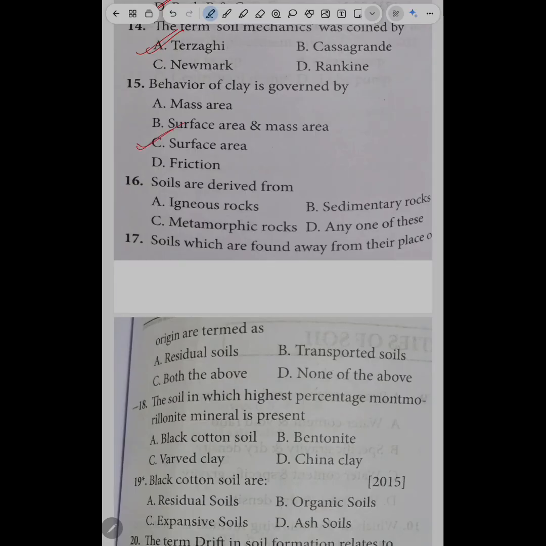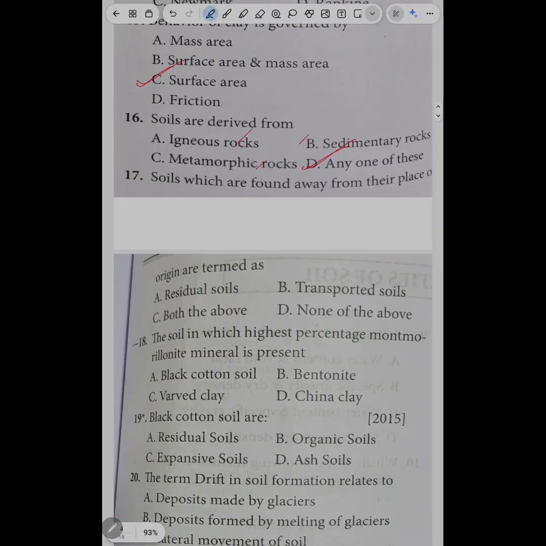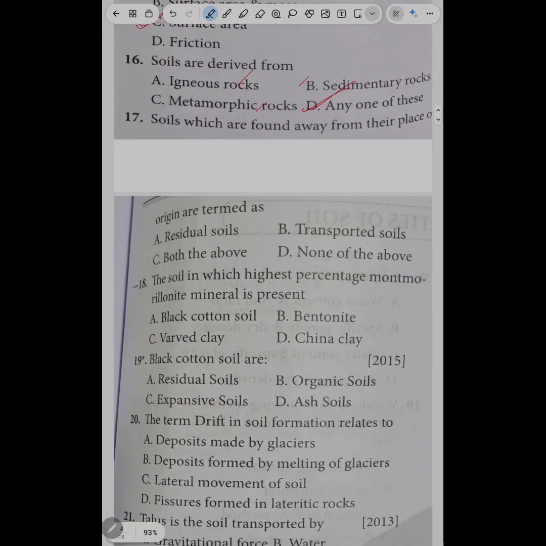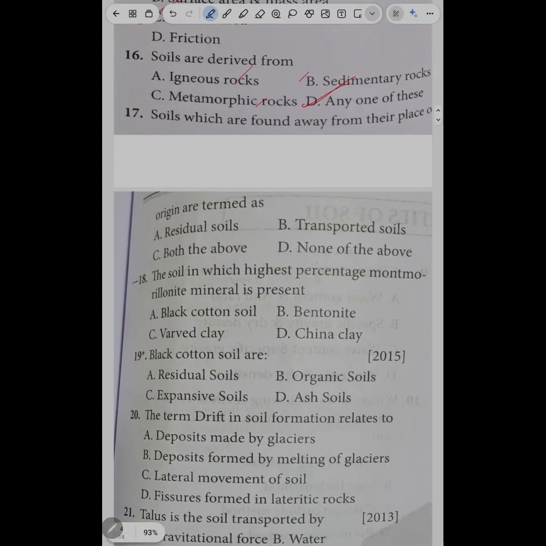Next: soils are derived from rocks. The rocks may be sedimentary, igneous or metamorphic. So any one of the above is the correct answer. Option D is the correct answer. The next question: soils which are found away from their place of origin. Soil which we see at the origin itself we call residual soil, and if it is transported to a new location with the help of some agents we call it transported soil. Option B is the correct answer.